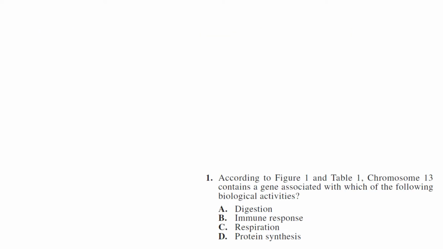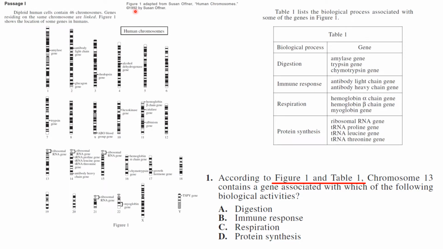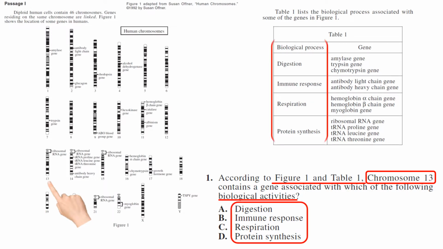Question number 1, according to Figure 1 and Table 1, so we see Figure 1, we see Table 1, chromosome 13, we see chromosome 13 right here, contains a gene associated with which of the following biological activities. So these are the activities we're choosing from, and we see those in Table 1. They change the word from activities to process, but that's where we're looking. We know that for sure because we see the same answers in the table.